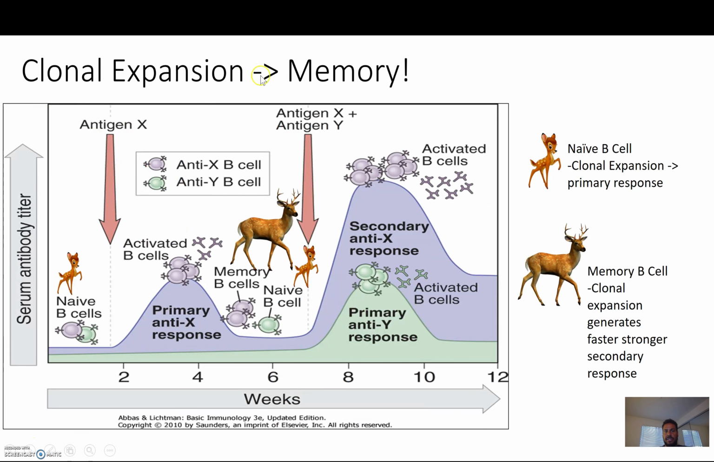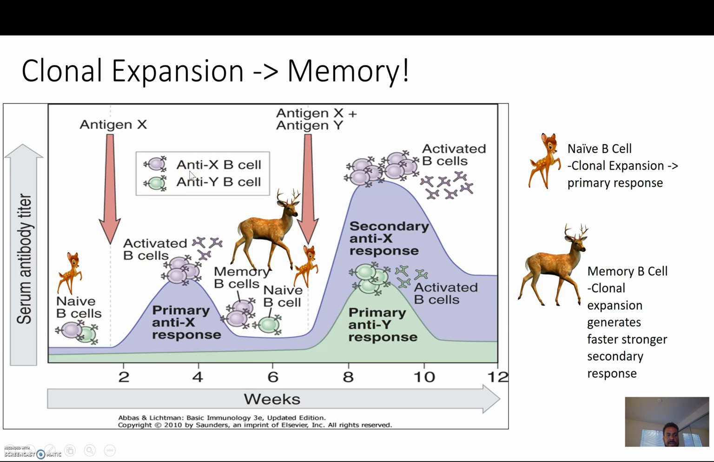Alrighty, clonal expansion leads to memory. Here we have our naive lymphocytes, in this case it's a B cell, and here we have our memory B cell. Now these naive B cells haven't yet seen any antigens. And here we have our anti-X B cell and our anti-Y B cell; purple is X, green is Y.